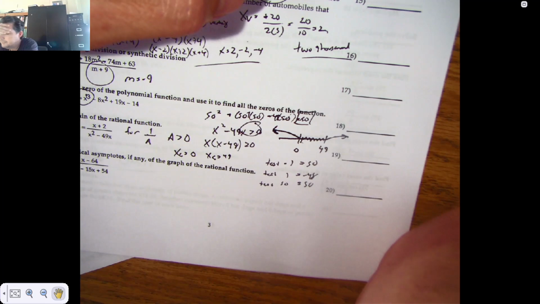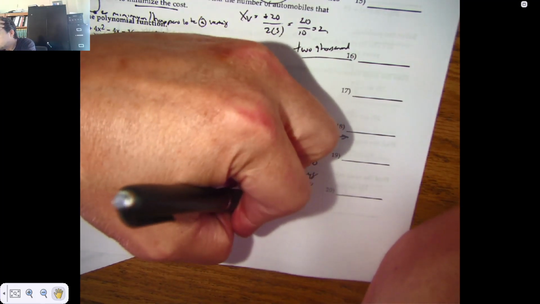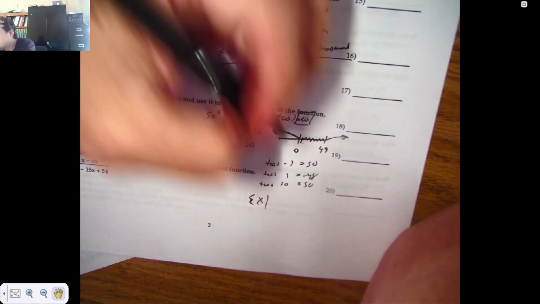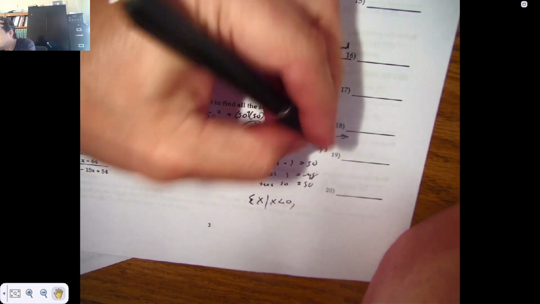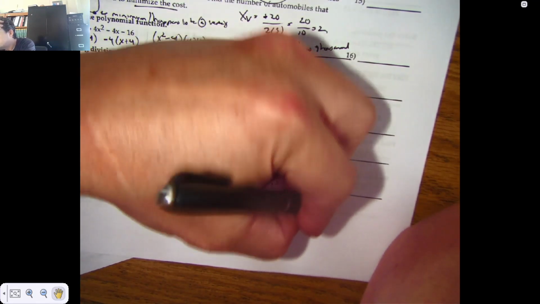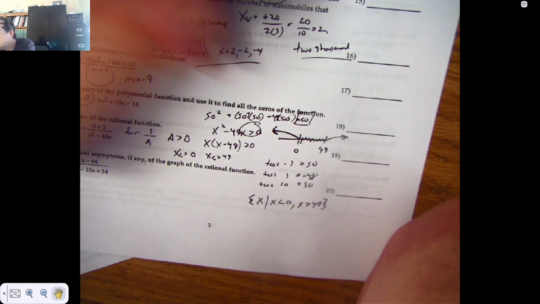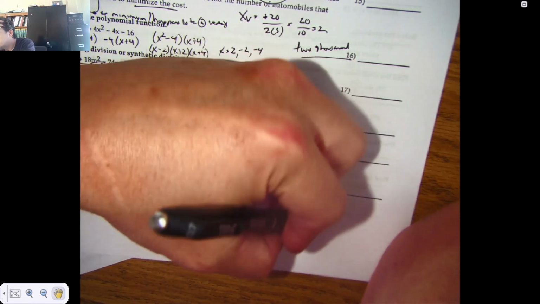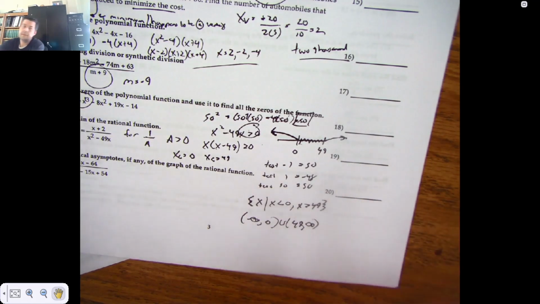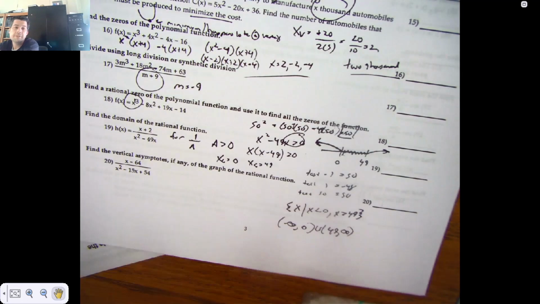So what did I just learn? I learned that all values of x such that x is less than 0 or greater than 49. Or if I like interval notation, negative infinity to 0 unioned with 49 to infinity. The last one I'm going to do for the day, because I'm done doing math and I'm tired.